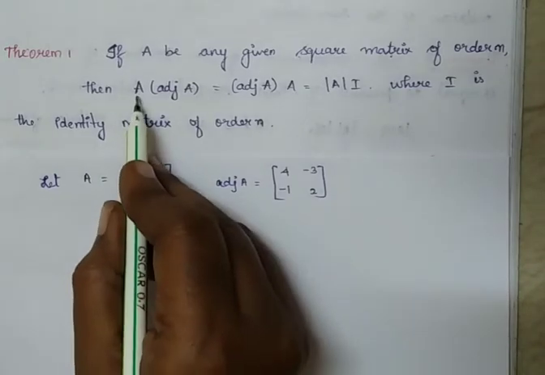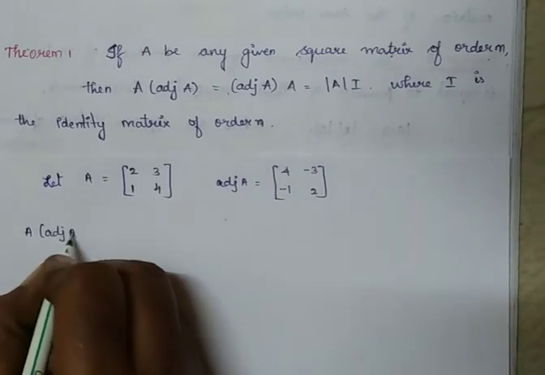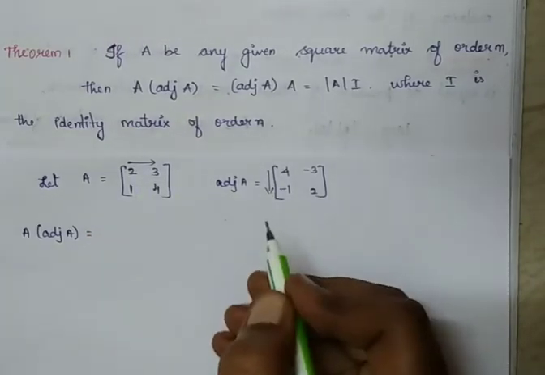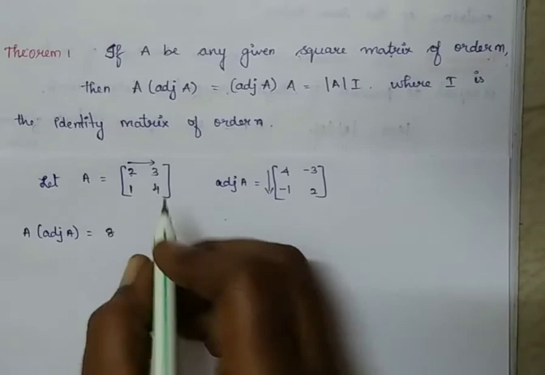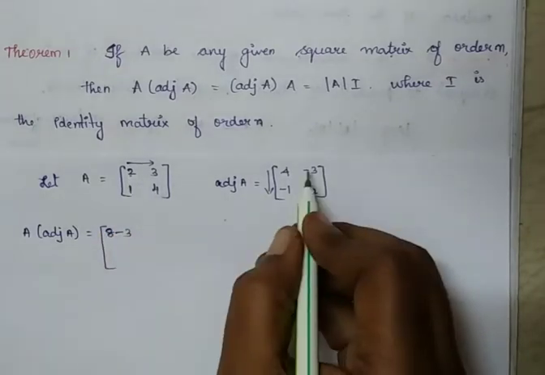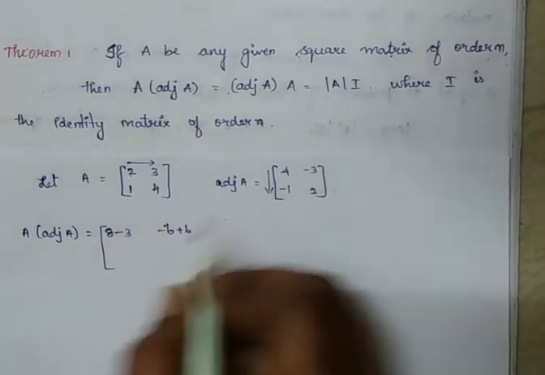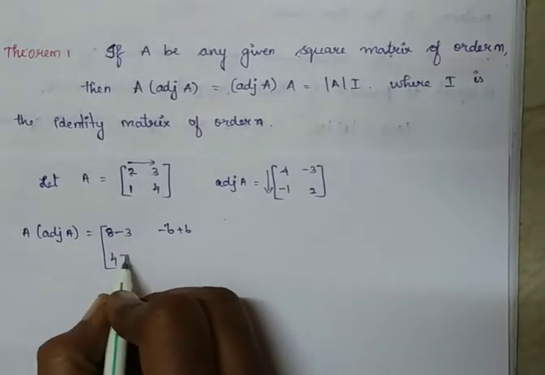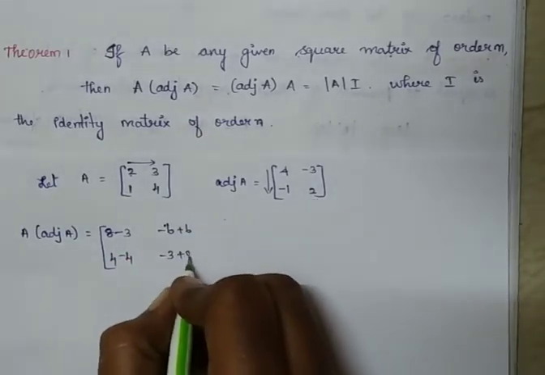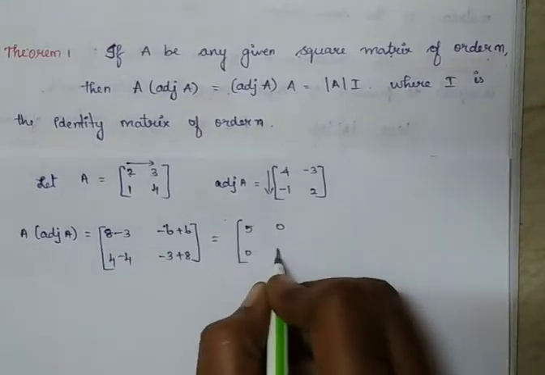Now according to this theorem, we have to multiply A into adjoint A. So let us multiply A into adjoint of A. Just multiply these two, row wise and column wise. So 2 into 4, 8. 3 into minus 1 is minus 3. Next 2 into minus 3 is minus 6. 3 into 2 is plus 6. Now 1 into 4 is 4. 4 into minus 1 is minus 4. 1 into minus 3 is minus 3. 4 into 2 is plus 8. Now this is equal to 5, 0, 0, and 5.